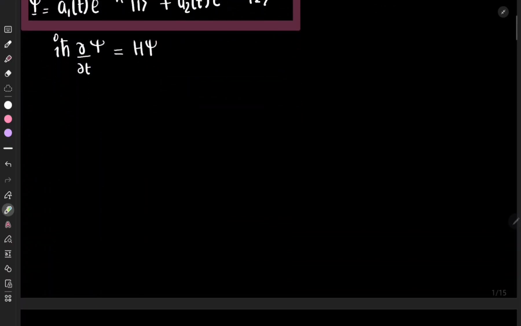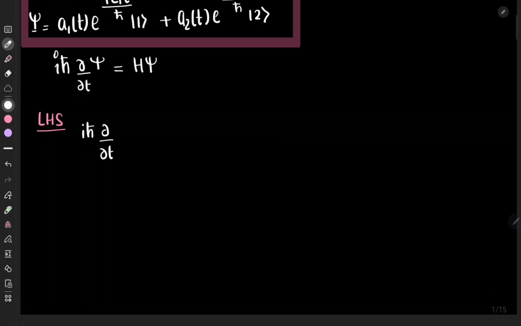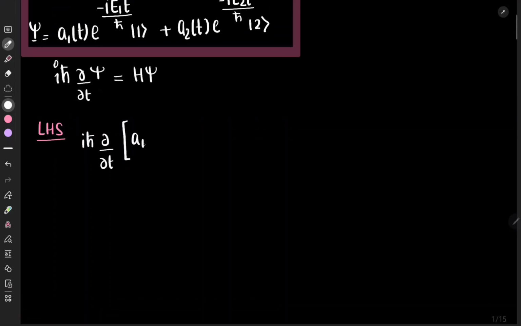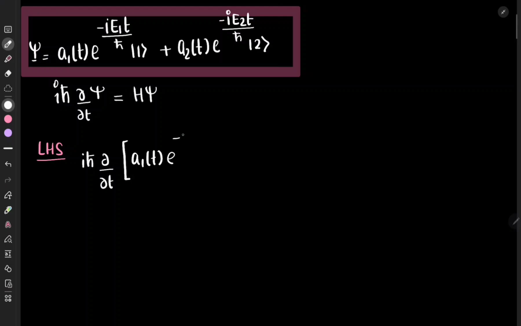In order to solve it in a quick manner, I'm going to separate LHS and RHS. I'll first solve the LHS part and then solve the RHS part and then equate them. So first step is I'm going to take the LHS part, which is i h cross dou by dou t of the whole psi, that is a1 of t e raised to minus i E1 t by h cross ket1 plus a2 of t e raised to minus i E2 t divided by h cross ket2.